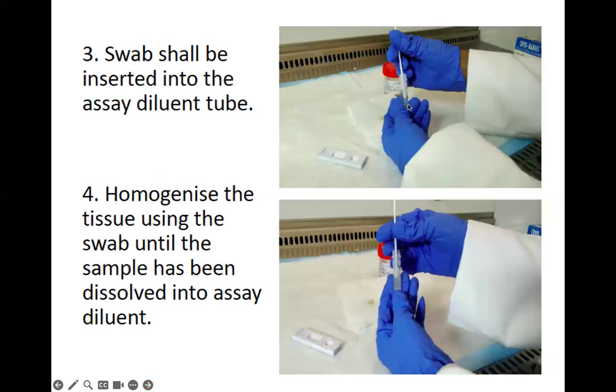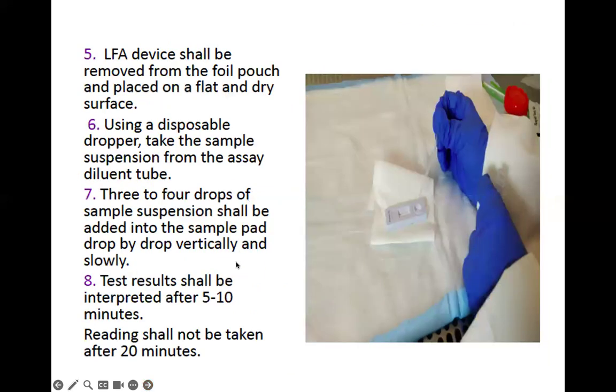the vials, which contain some diluent, or probably buffers, and because it's a solid, they have to homogenize the tissue using the swab until the sample has been dissolved. This is just manual homogenizing by using the swab, okay, right? So the next step is using the dropper to get the sample from the vials with the diluent and then put it on top of the sample pad.